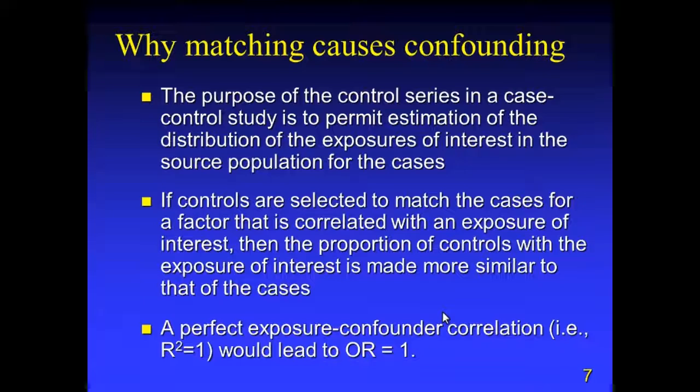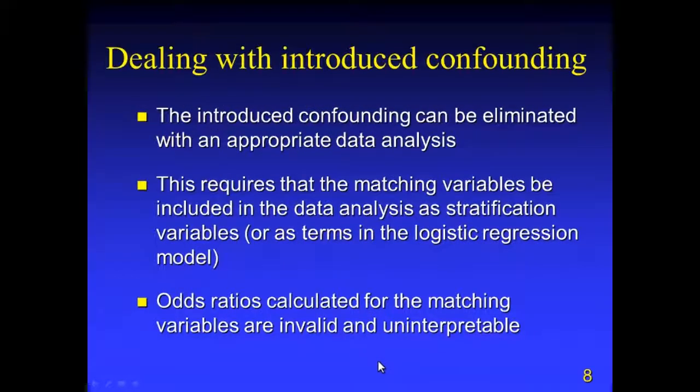We'd have a perfect correlation, an r squared of 1 for those of you who've done some statistics, and this would completely move the odds ratio, say, for the exposure of interest to the null. We would have perfect correlation, so the odds ratio we would get would be 1, basically.